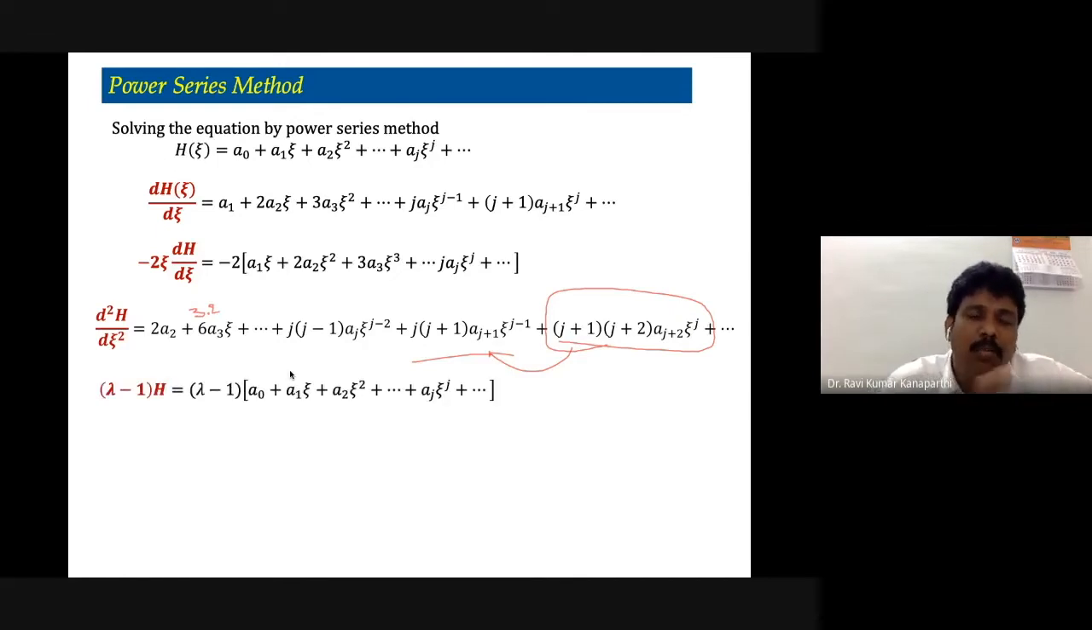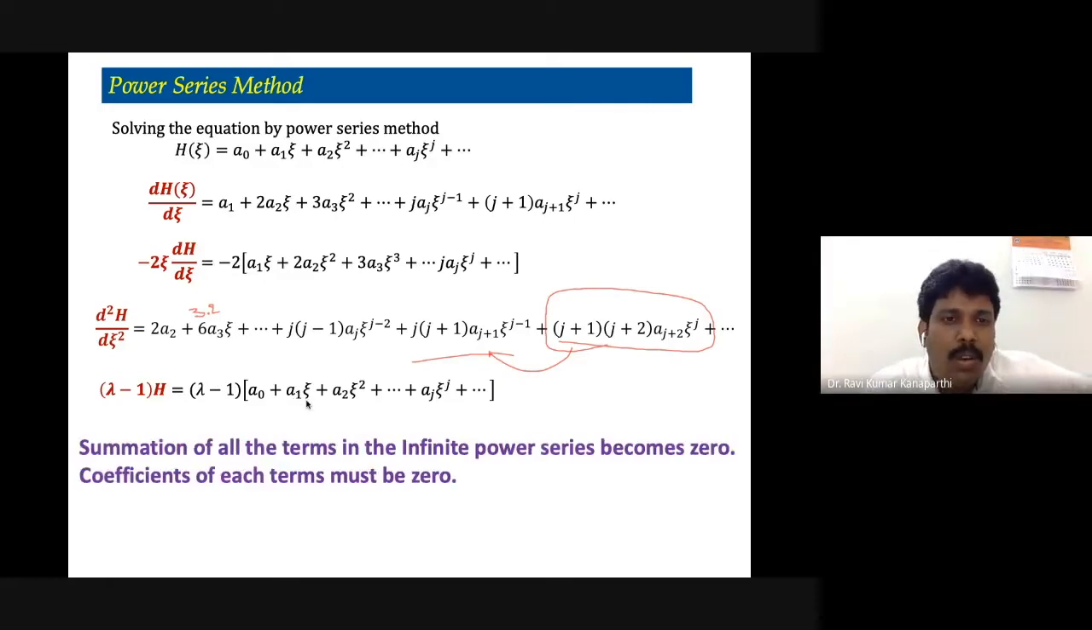there is another term in the differential equation which I showed in the previous slide. So lambda minus 1 multiplied by h of z. Okay, so here you need to multiply this h, the infinite power series, with this lambda minus 1, which is a constant. So you just have to multiply it.